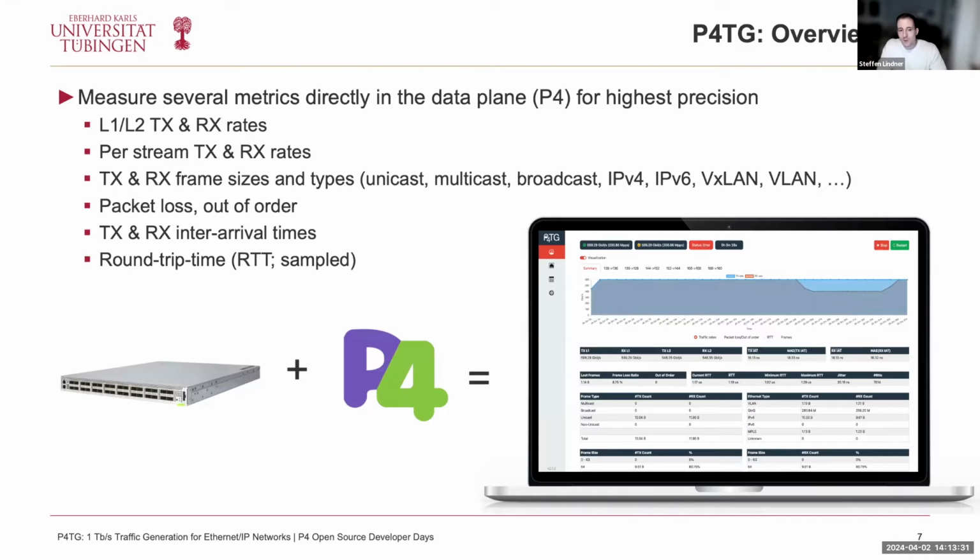And finally, we also sample round trip times so that we get an idea what the processing time on our line is. So we tag a packet with a timestamp, send it out, and when we get it back, we know how long the processing took or how long our path is.